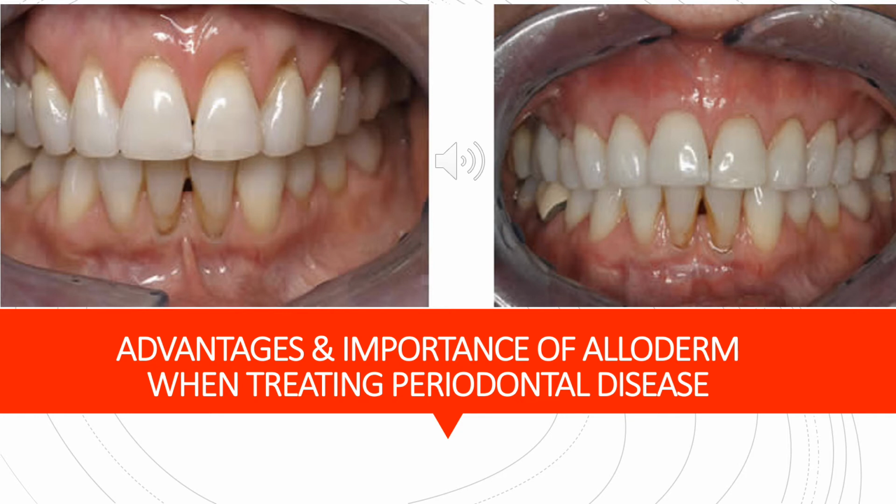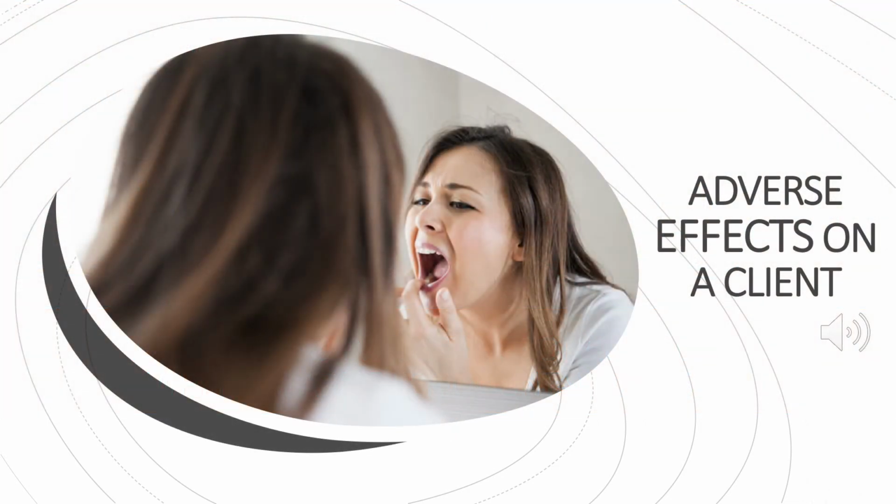The advantages of Alloderm in root coverage grafting include the following. Palatal donor surgery is avoided, unlimited donor tissue is available, multiple teeth can be treated in one visit, consistent quality of donor tissue, and a natural aesthetic appearance, as well as improved patient acceptance of therapy. Adverse effects on a client's oral health include infection, abscesses, pain, soreness, inflammation and swelling.